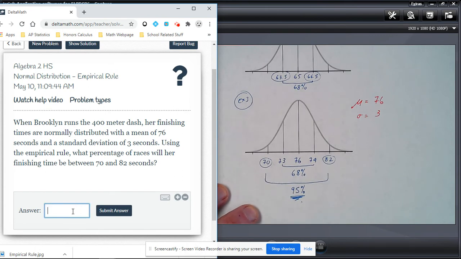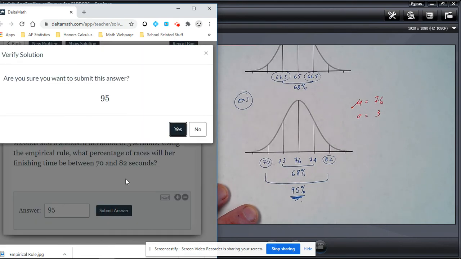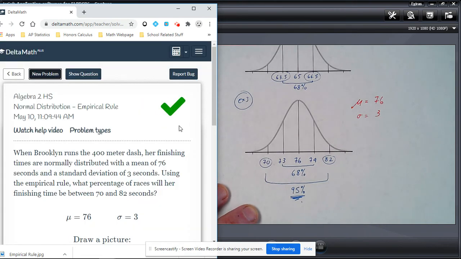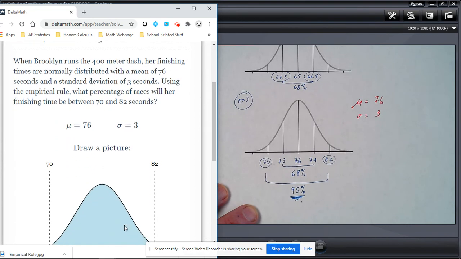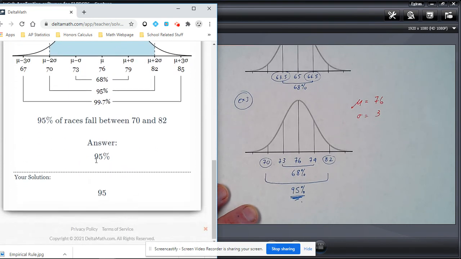So what we're going to do is we're going to type in 95, and I believe it'll probably want us to put in a percentage. Well, I'll tell you what, because it says percentage, let's just say 95, see what happens. If I get it wrong, I can just go back in and put a percentage. There we go. Didn't need to. And there you are. And again, you probably could also put in the percentage sign as well.